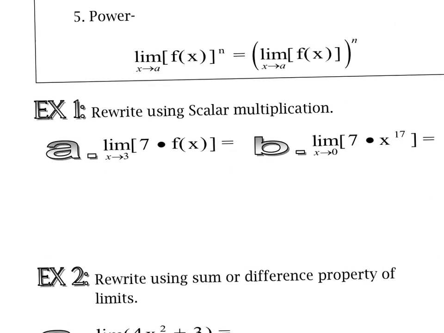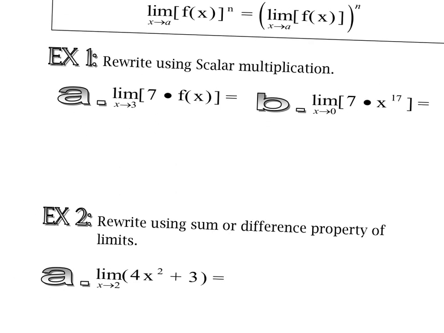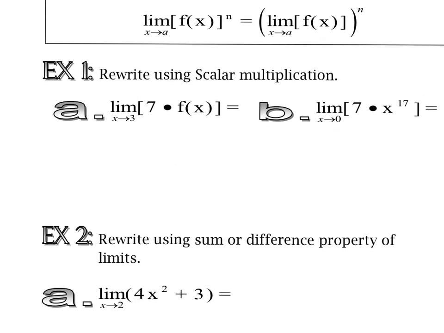So these ones just say to rewrite using scalar multiplication. I'm going to do the version A's, and then I want you guys to just try the version B's on your own. So this first one, pretty straightforward. I have a coefficient of 7, so I'm going to write 7 times the limit as x approaches 3 of f of x. That's it. So why don't you go ahead and see how you could rewrite version B there, and then unpause the video when you're ready to check your work.